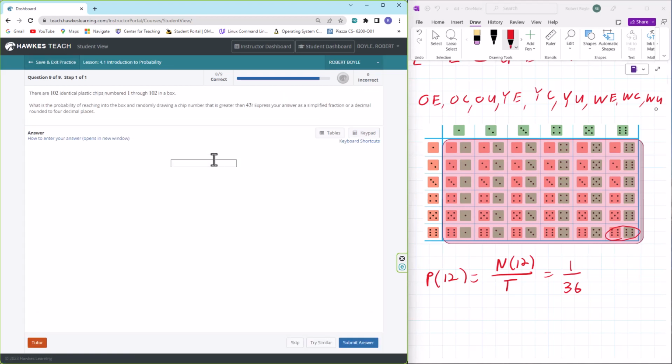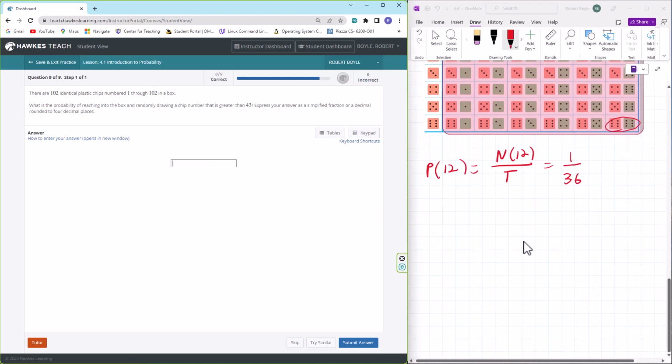And this brings us to our last question, which is also one that you have seen before. It's actually the last example in the 3rd lecture video. There are 102 identical plastic chips numbered 1 through 102 in a box. What is the probability of reaching into the box and randomly drawing a chip that is greater than 43?